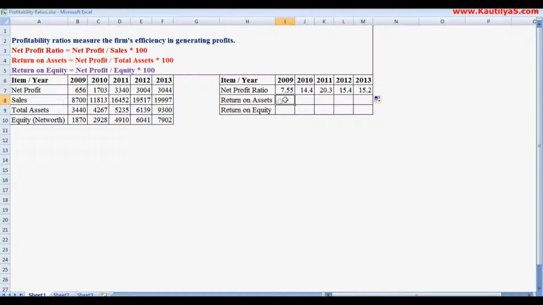Next is return on assets. Return on assets equals net profit divided by total assets into 100. This equals net profit divided by total assets into 100.